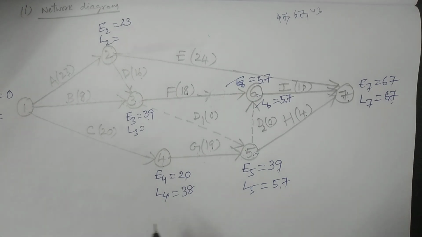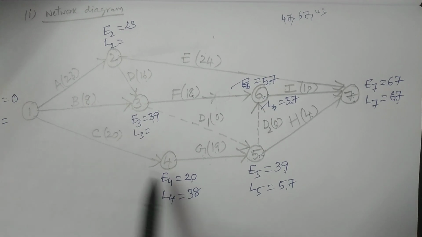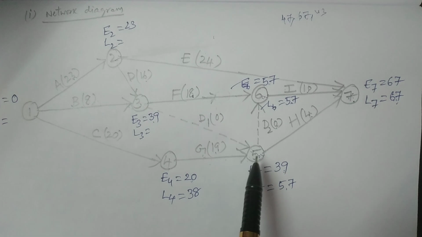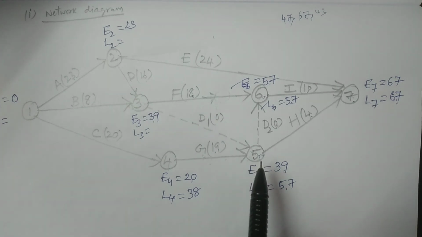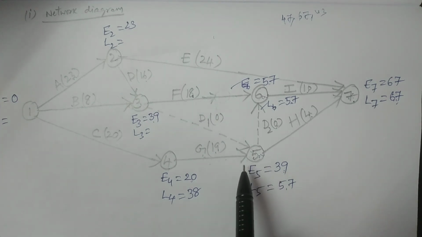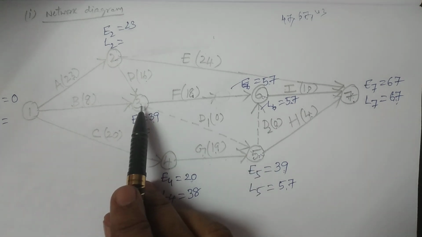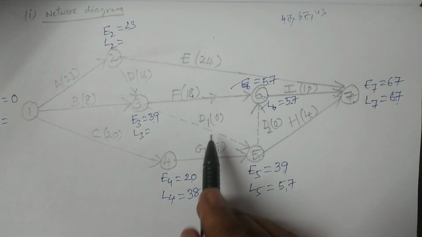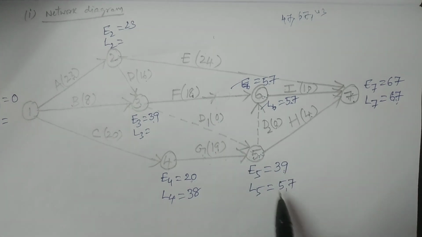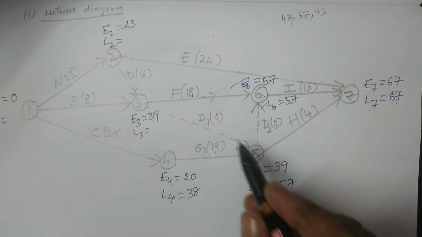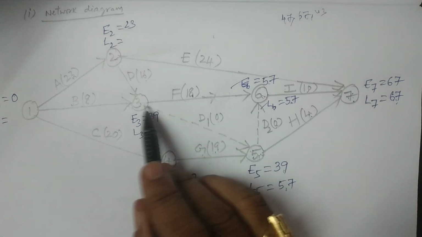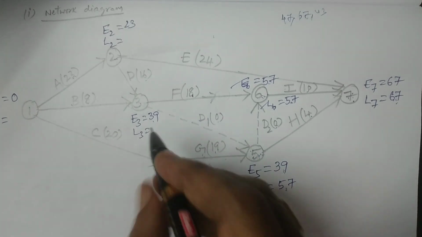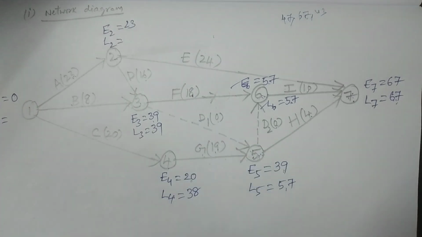And then coming back to the third event, connections are 3 to 6, 3 to 5. From 5 coming back to 3, that is L5, 57 minus 0, hence it is 57. And then 3 to 6, 57 minus 18, it is 39. So the minimum is 39. So L3 is equal to 39.